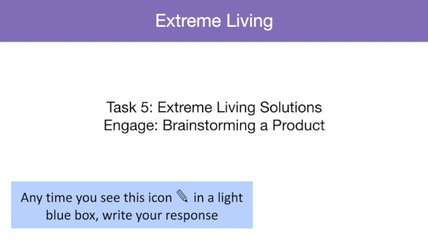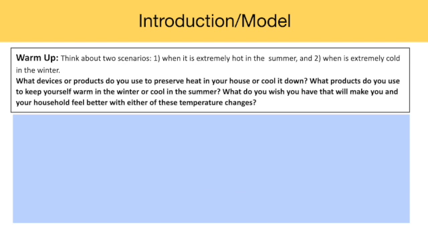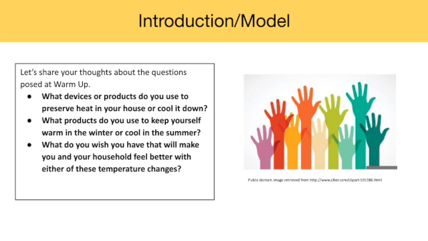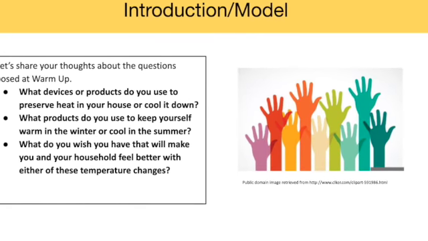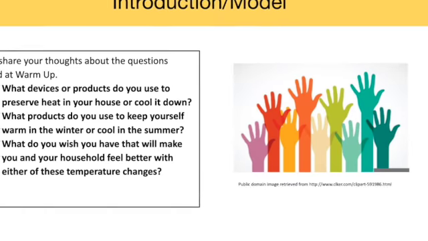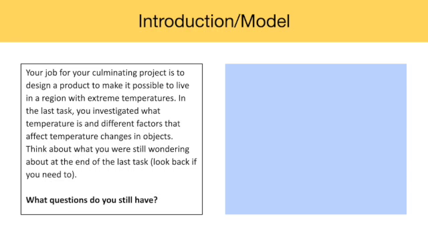The first couple days of task 5 are all about brainstorming ideas. Help students begin their brainstorming by first having them list the products and devices that they themselves use to preserve heat at home in the winter or cool their homes down in the summer, or themselves. Are there any products or devices they wish they had that they currently don't? Then give students a chance to share their ideas so far. This might help students come up with even more ideas and have more to work with in the next phase of brainstorming. Remind students of the culminating project for the unit and clarify any questions they might have.